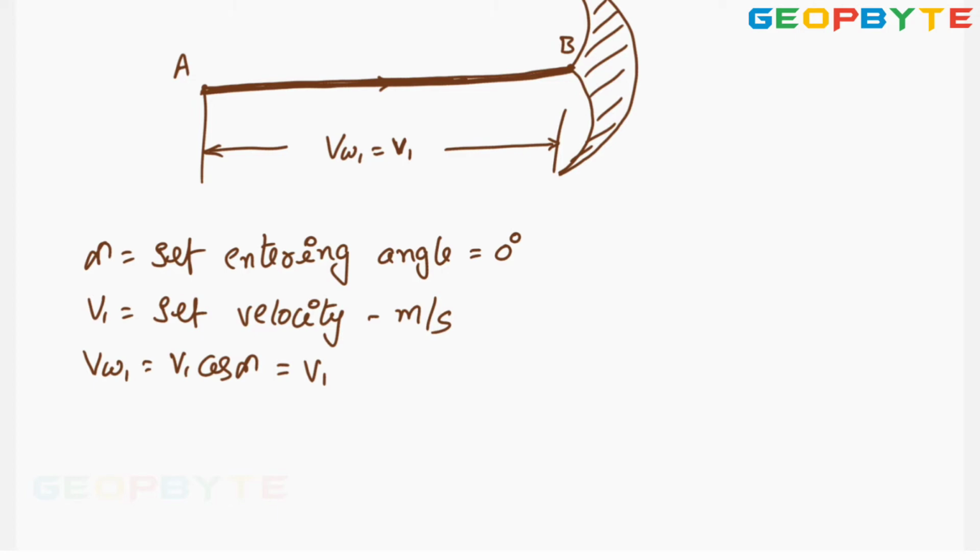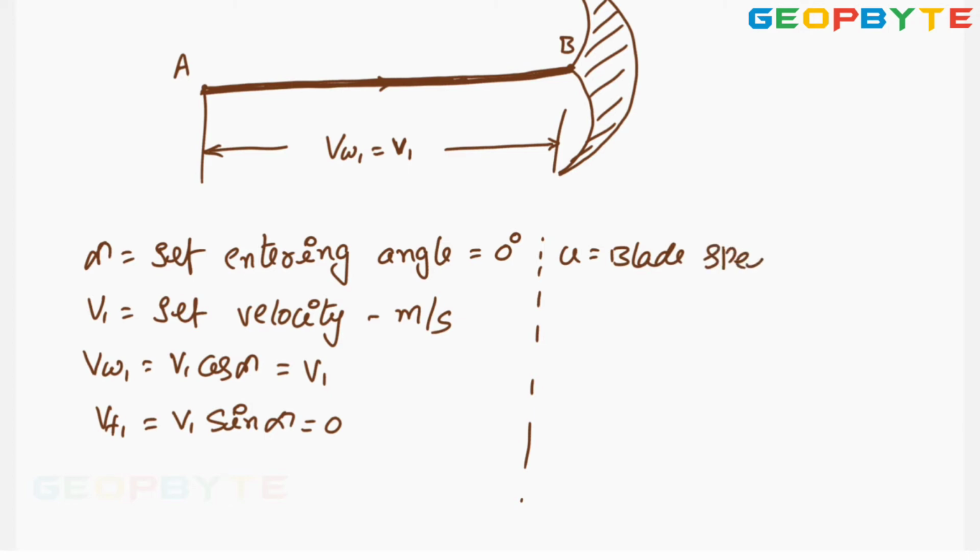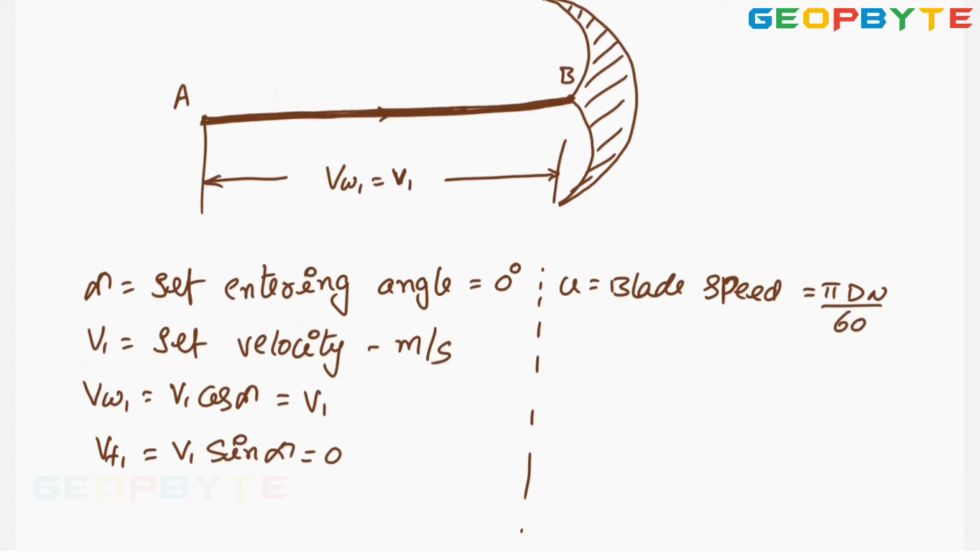That means the horizontal component of velocity is equal to the jet velocity. The flow velocity Vf1, or vertical component of velocity, equals V1 sin alpha. Since alpha equals 0, the vertical component of velocity is 0. Similarly, U equals blade speed. Blade speed equals pi D N by 60, where D equals rotor diameter.